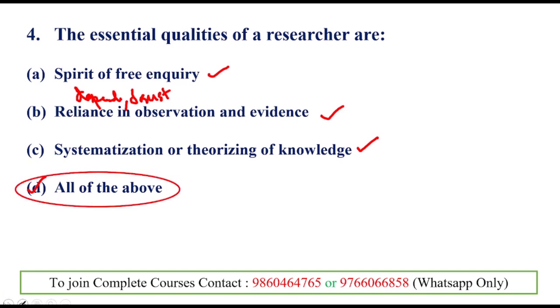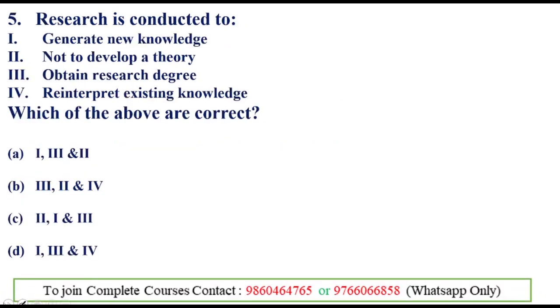Fifth one, research is conducted to. So here are given various reasons why research is conducted. Generate new knowledge, that's right, to generate new knowledge or new theory. But here it gives not to develop a theory, that's wrong. Not every research is based on developing a theory. That's wrong. Some research is based on developing a new theory.